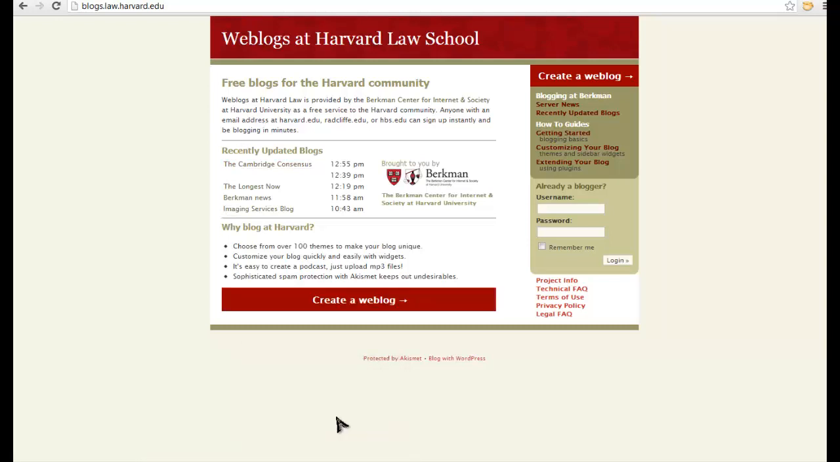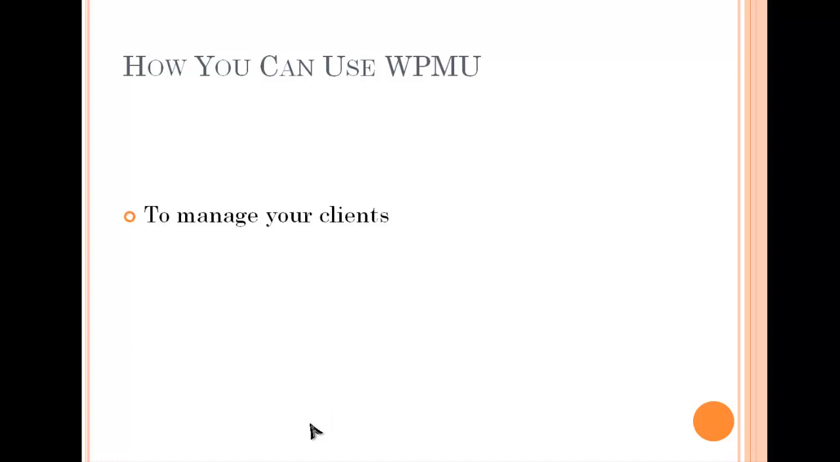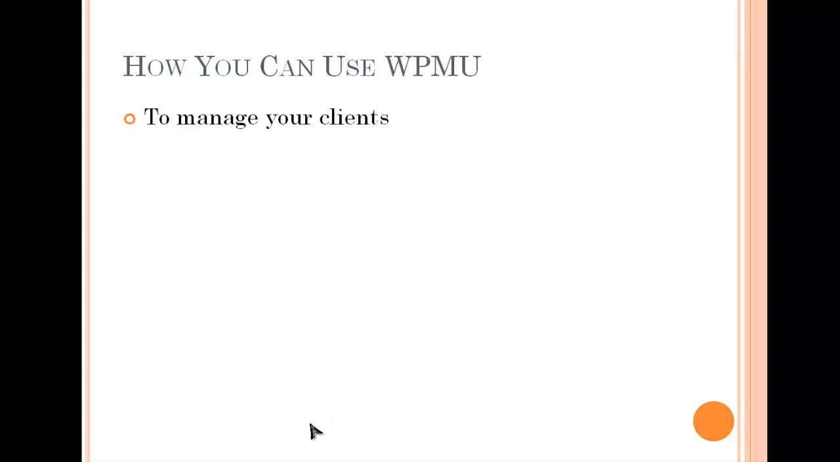Now let me go ahead and give you a couple examples of when to use WordPress multi-site and when not to use WordPress multi-site installation. First of all, we'll cover how you can use WordPress multi-site. The first is to manage your clients. So let's say you work for offline clients, you build websites for them, and you have multiple clients and you have individual WordPress installations for your clients. Why not use them from one place? Update the WordPress itself, update all the plugins at once, update all the themes at once. It will save you a lot of time.